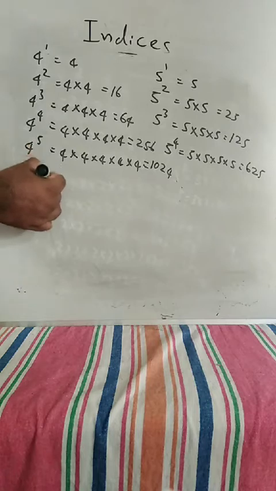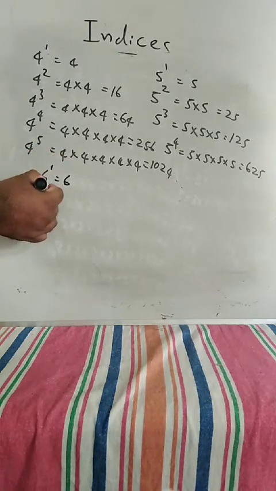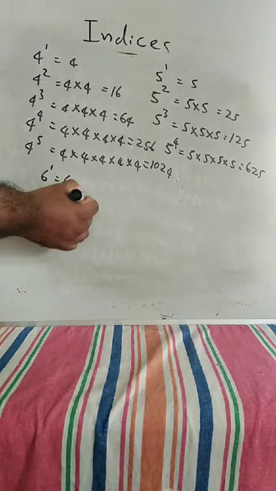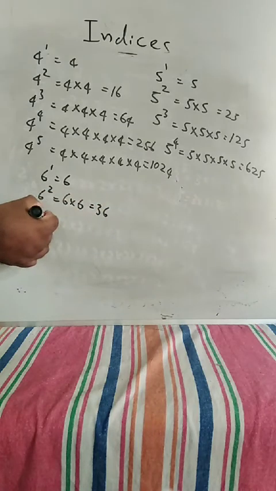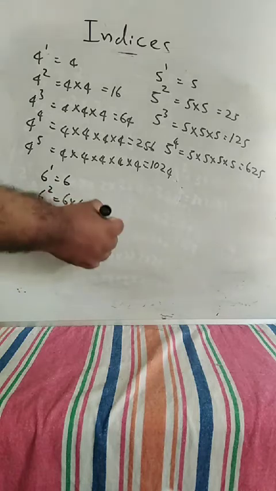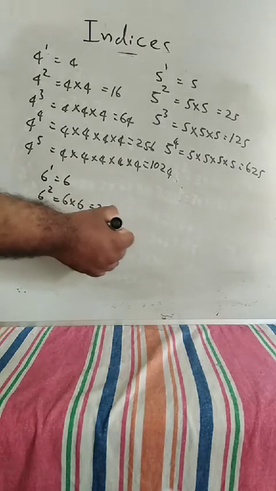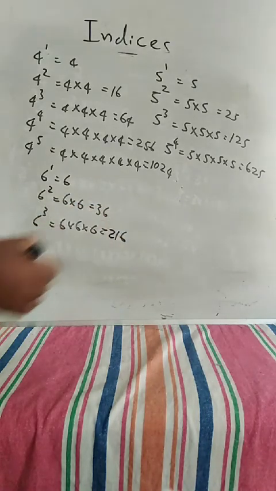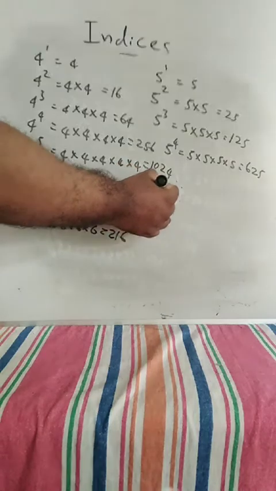Then 6 to the power 1 means 6. 6 to the power 2, 6 into 6, 36. 6 to the power 3, 6 into 6 into 6. Right, 36 into 6, 216. Again 7. 7 to the power 1, 7.